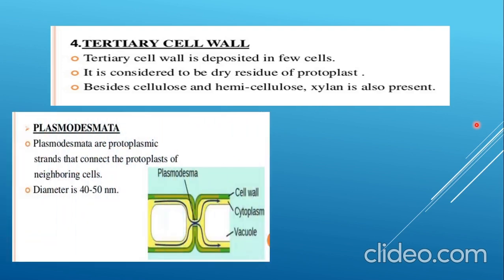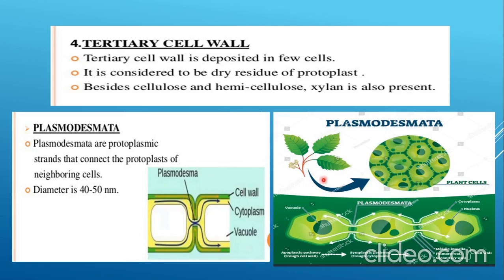Then plasmodesmata. Two cells can remain interconnected in spite of the presence of a cell wall. Some tiny pores present on the cell wall are called plasmodesmata. Through the plasmodesmata, the cytoplasm of two adjacent cells can remain interconnected, as you can see here. Why? To facilitate the movement of substances from and to the cell.